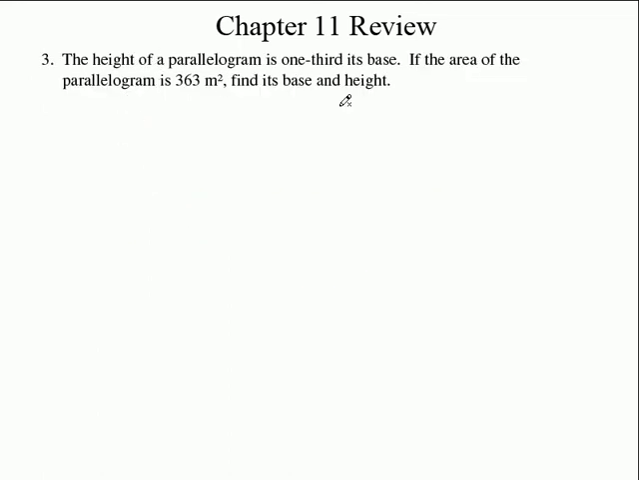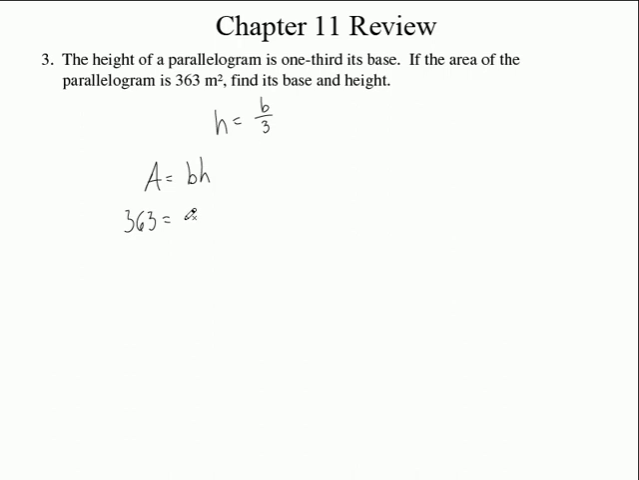Alright, they give you no picture on this one, but if you just know the formula, you should be good with this. It says the height of a parallelogram is 1/3 its base. So let's write that. The height is equal to 1/3 its base. You can put 1/3, or you could put base over 3. If the area is 363, so remember what the formula is? It's this. So let's stick in 363 for the area. It says find its base and its height.